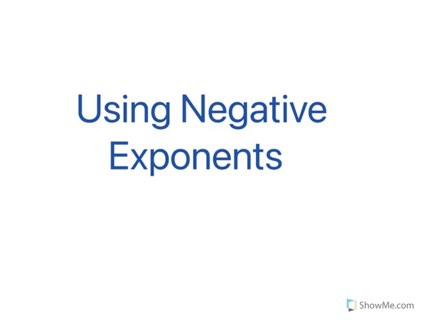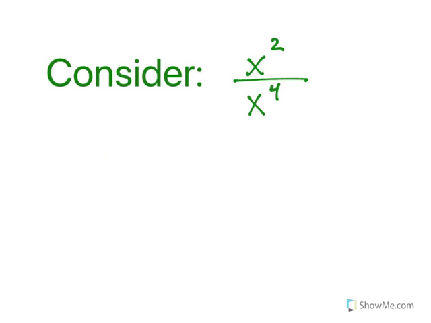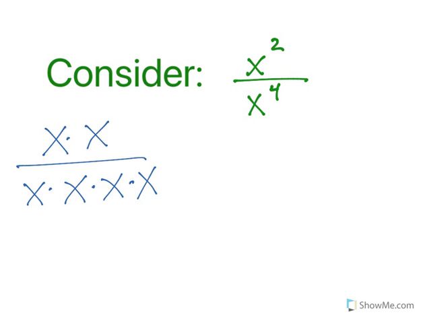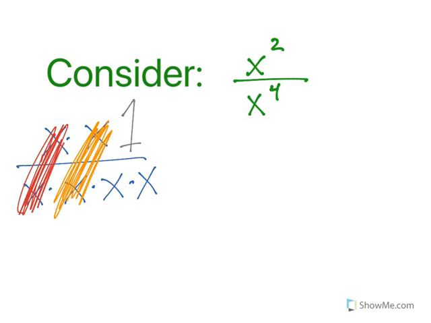Using negative exponents. So let's consider x squared over x to the fourth. Now that means we have x times x over x times x times x times x, right? Because exponents are repeated multiplication, where we take that base and we multiply by however many times that exponent tells us to. Now, if I have the same base in the numerator and denominator, I can cancel out common factors, right? So these x's can cancel out, and the second set of x's can cancel out.